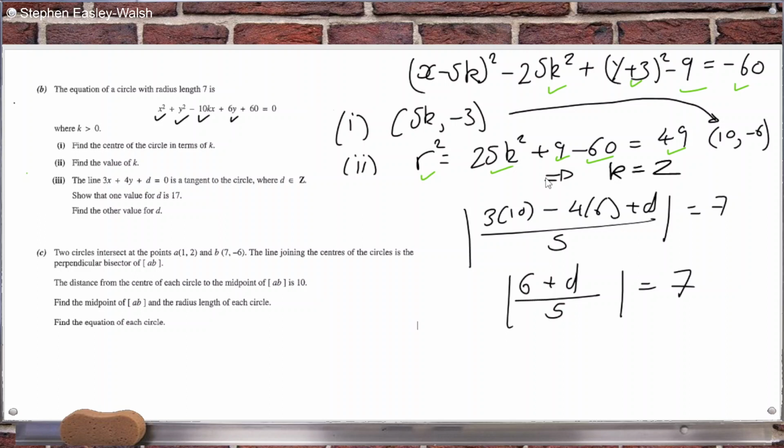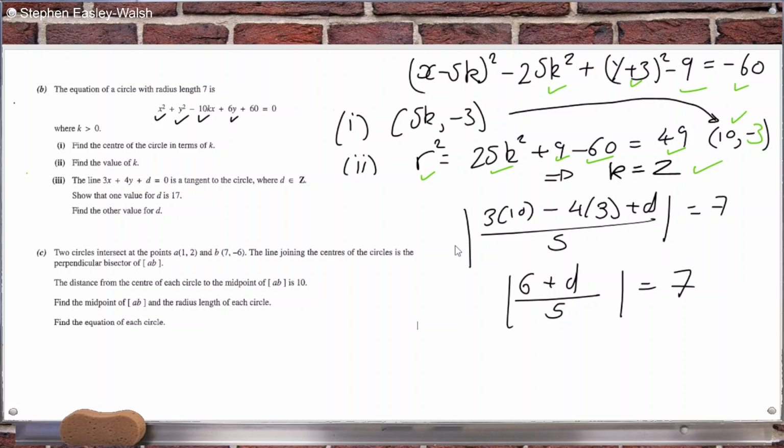49 plus 60 minus 9, divided by 25, is 4. And then you square root it, that's 2. So k is 2. And 5 times 2 is 10, and minus 3. Why did I write minus 6? Why on earth did I write minus 6? How very strange. How very careless.